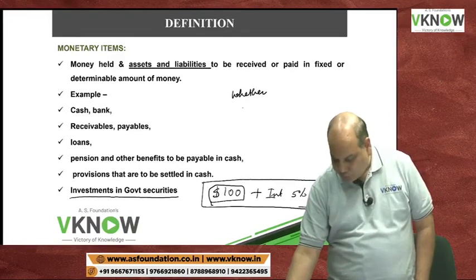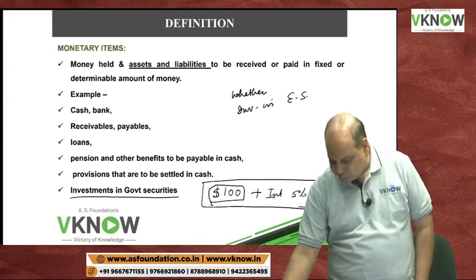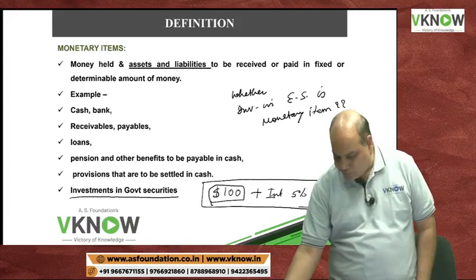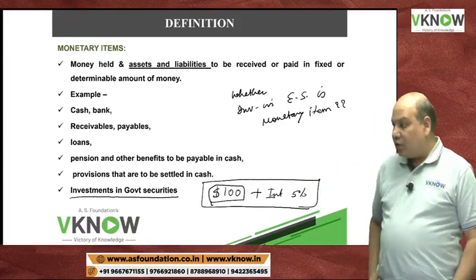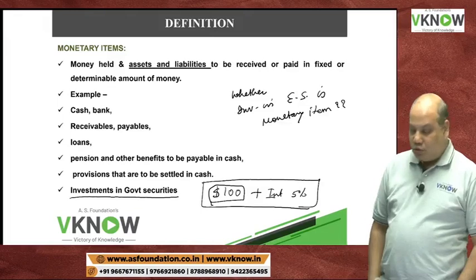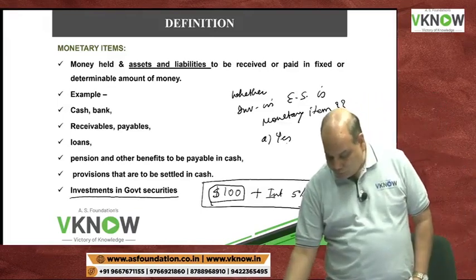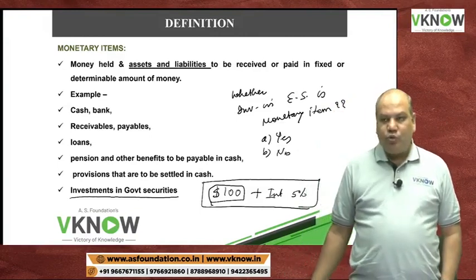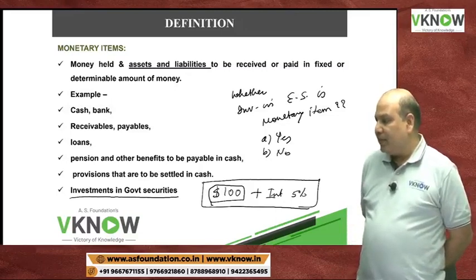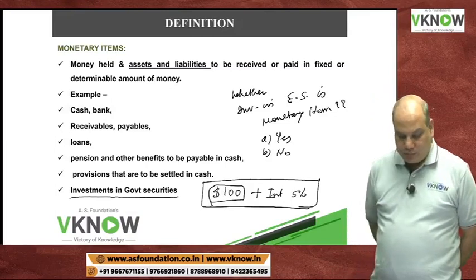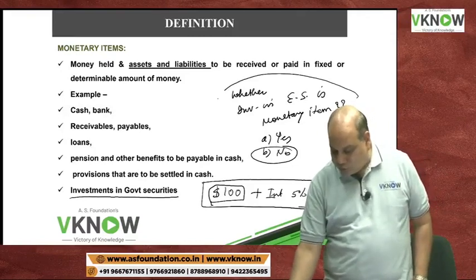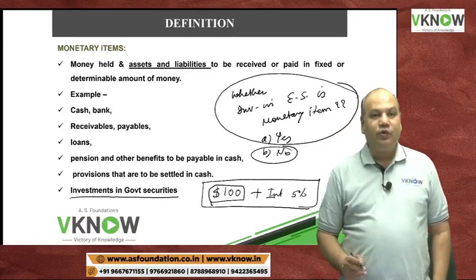Question for you: whether investment in equity share is a monetary item. Since you are highly intelligent students, at least this is what I think. Yes or no? Option A, yes. Option B, no. Those who are lazy in typing can just type A or B. Whether investment in equity share is a monetary item, the answer is no. The reason is, the amount is not fixed or determinable.